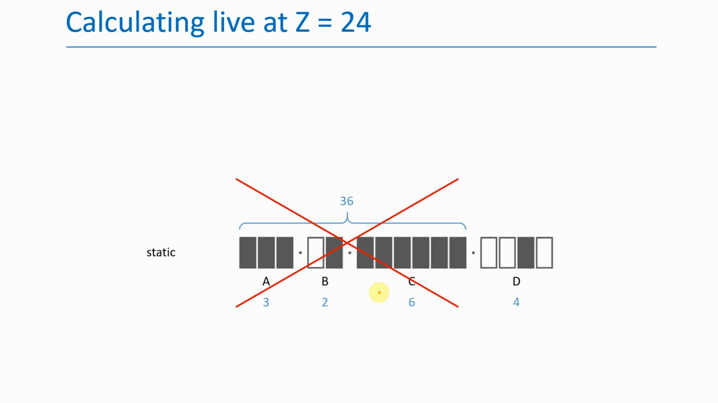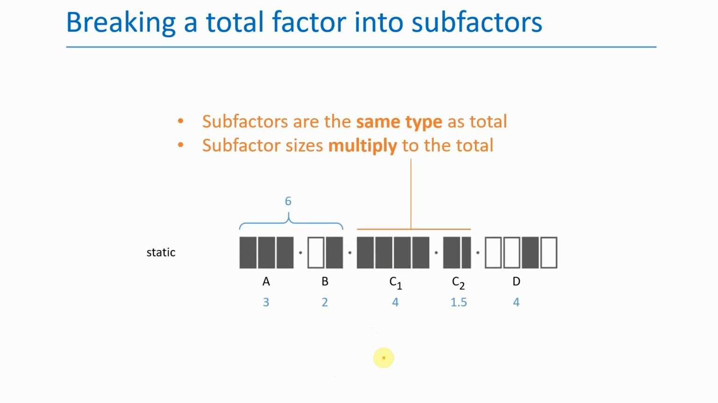The solution is to include only part of factor C. The trick is to break factor C up into 2 subfactors, C1 and C2. To do this, just remember 2 things. First, both subfactors are the same type as the total factor. So C1 and C2 are both plenary. Second, the 2 subfactor sizes have to multiply to the total, not add.